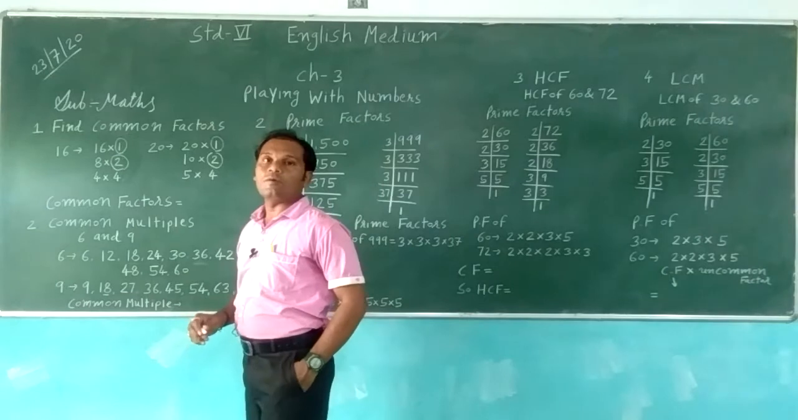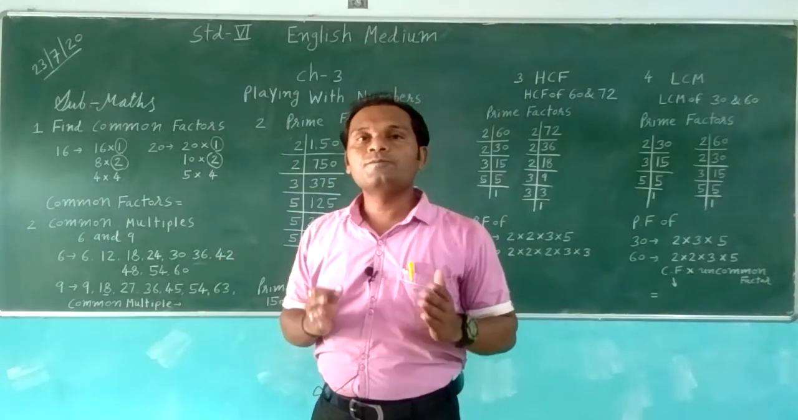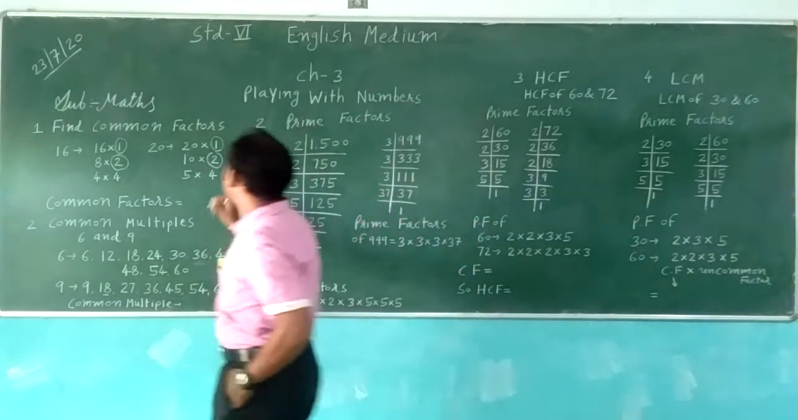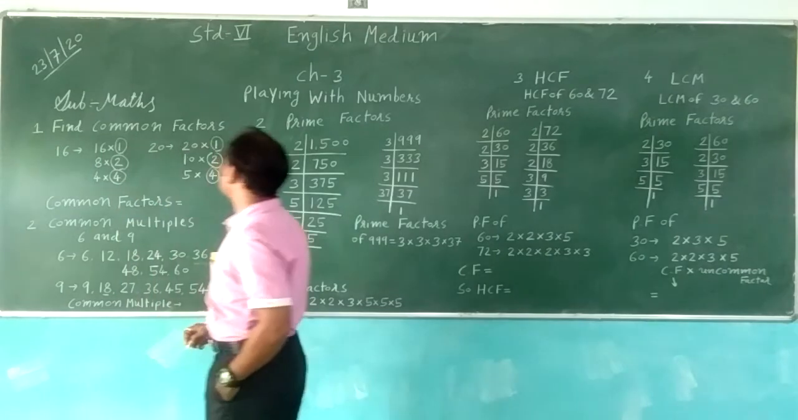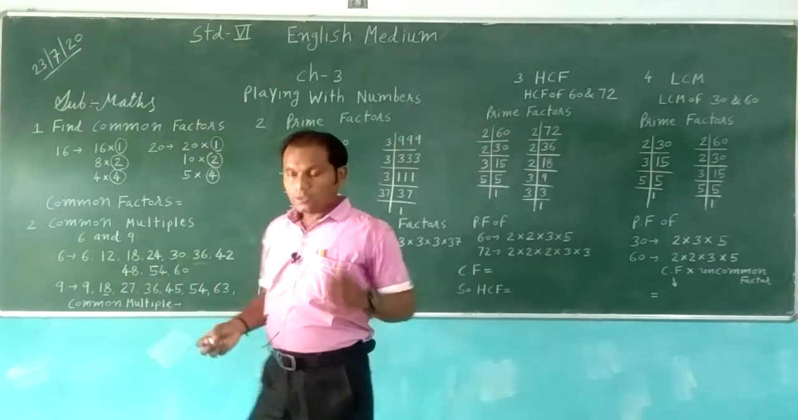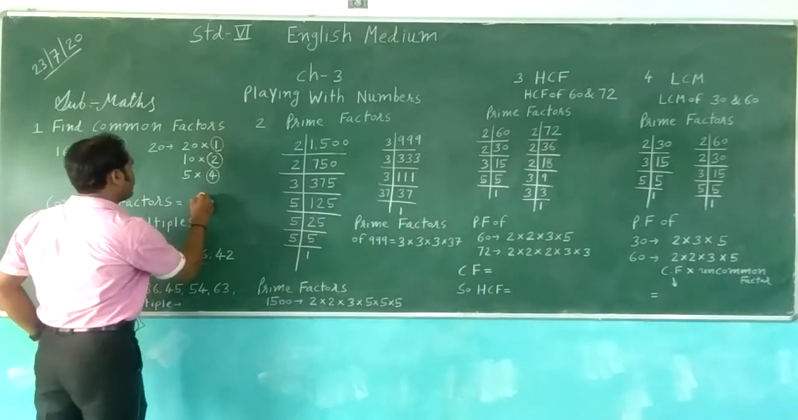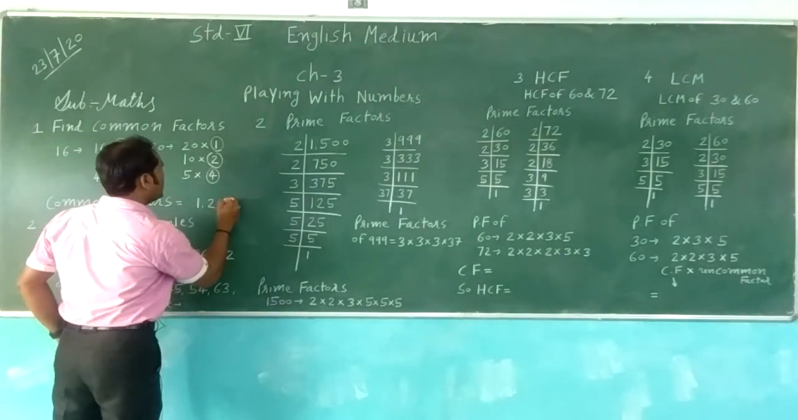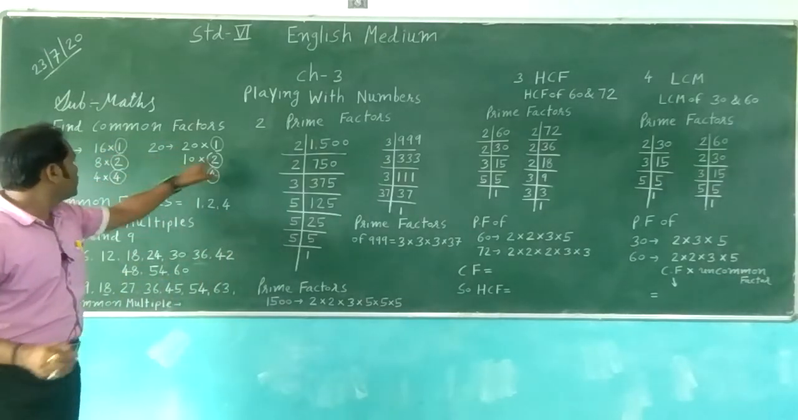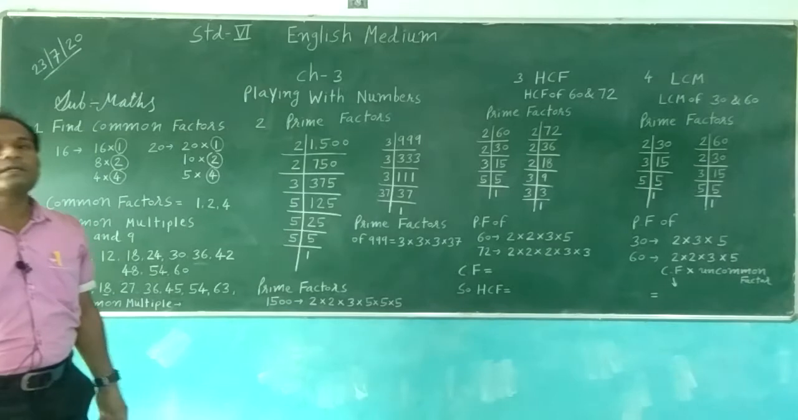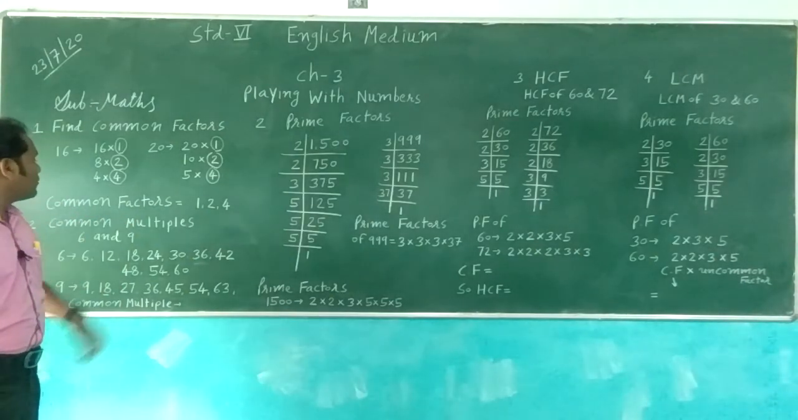Factor 2 is also common. And which other number is common in both? Which factor is common? So factor 4. So 4 is also common in both. So for both numbers, the common factors are 1, 2 and 4. 1, 2 and 4 are the common factors of the numbers. Next, common multiples.